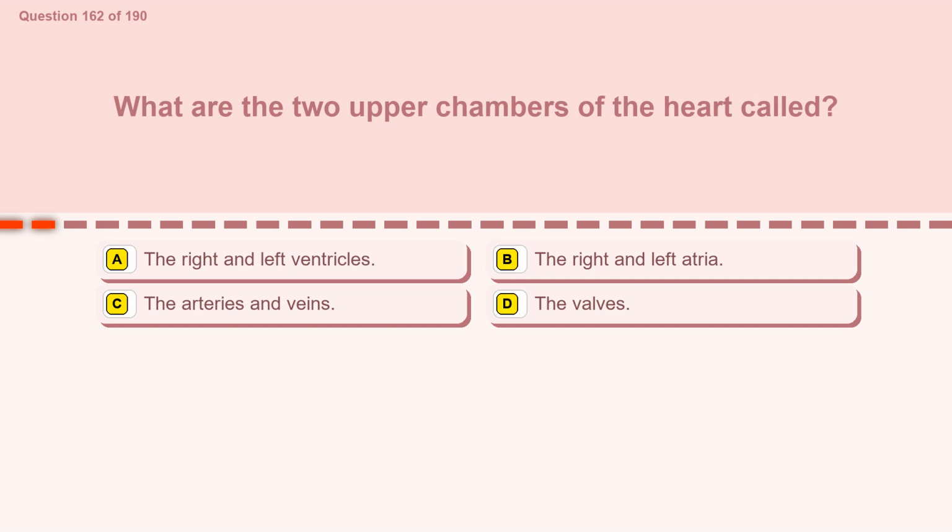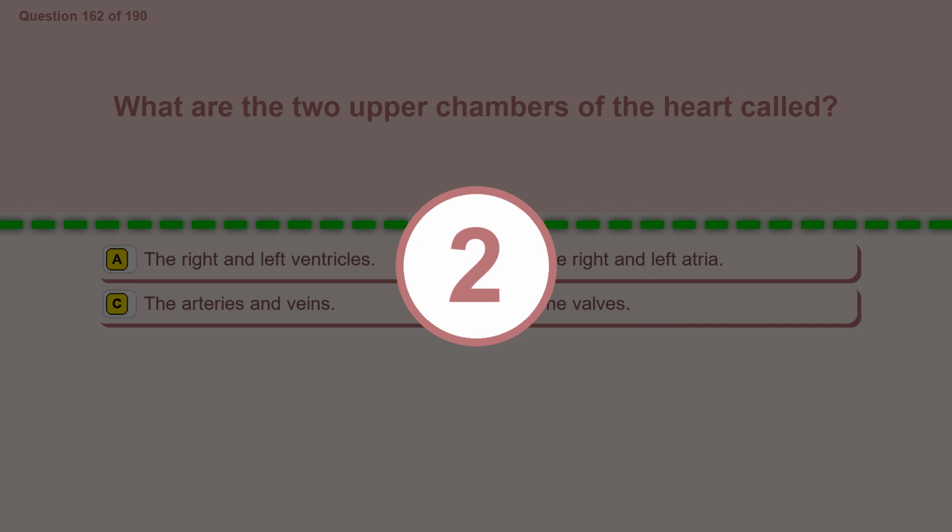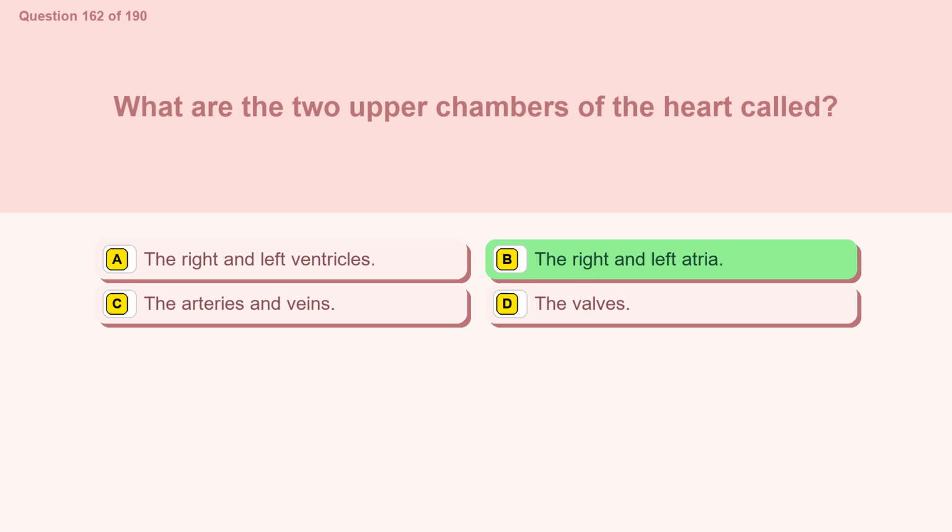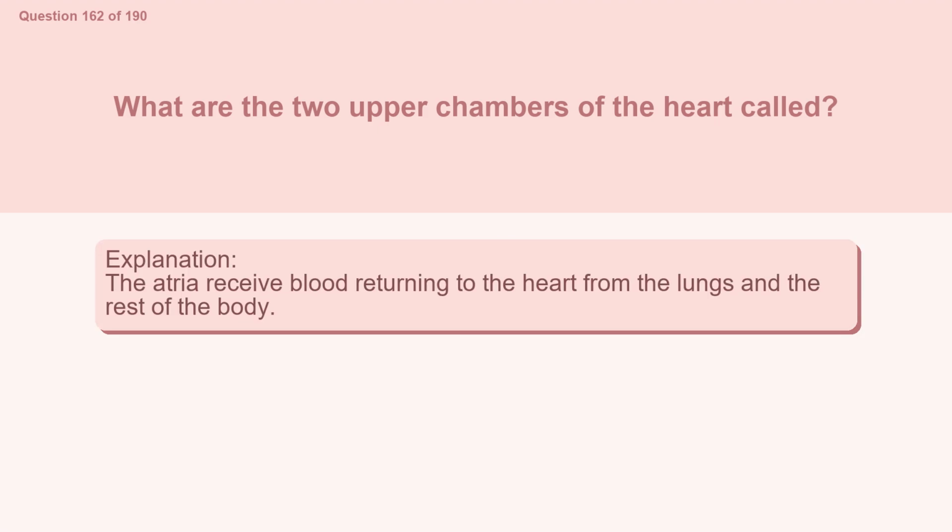Question 162. What are the two upper chambers of the heart called? Option A, the right and left ventricles. Option B, the right and left atria. Option C, the arteries and veins. Option D, the valves. The correct answer is option B, the right and left atria. The atria receive blood returning to the heart from the lungs and the rest of the body.